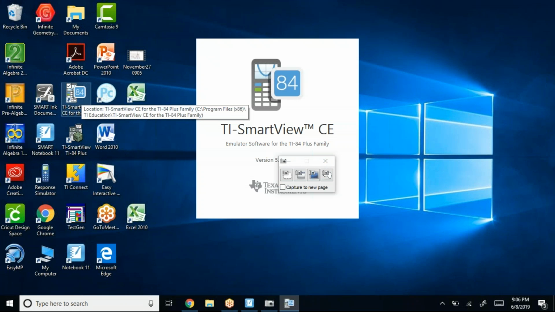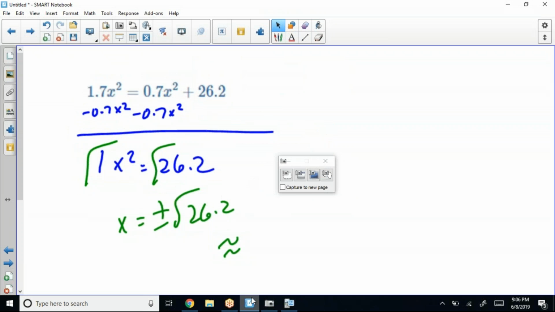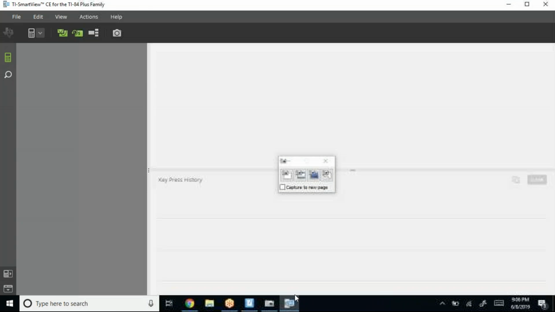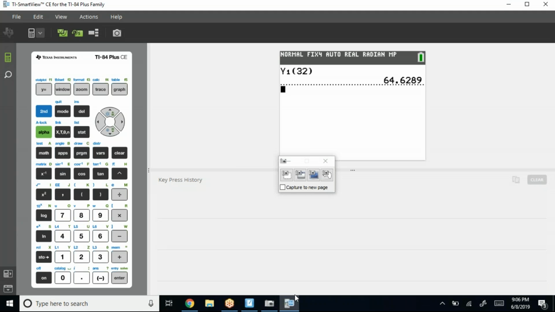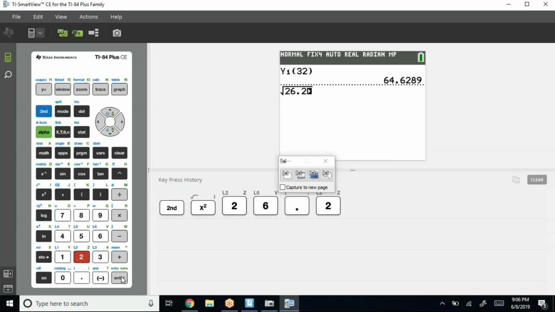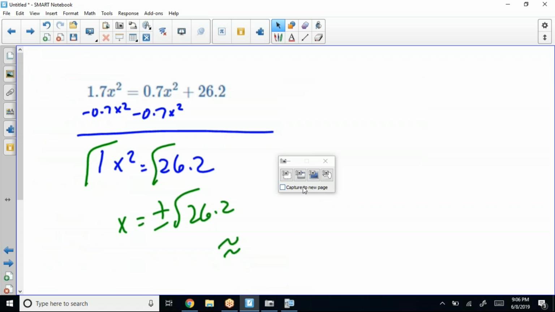And that's fine. You can do that. Let me get my square root of 26.2. Come on. All right, so second x squared, 26.2. Enter: 5.11 or 5.12. So it would be plus 5.12 and negative 5.12, because when you take the square root of something, you get a positive and a negative answer.